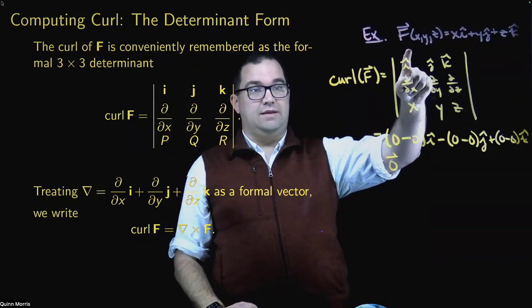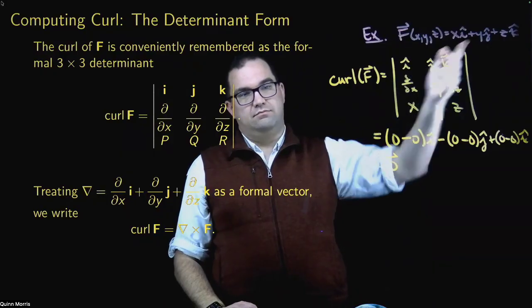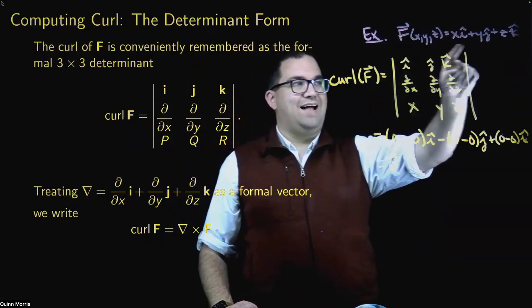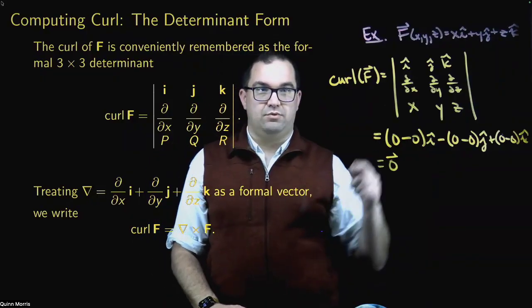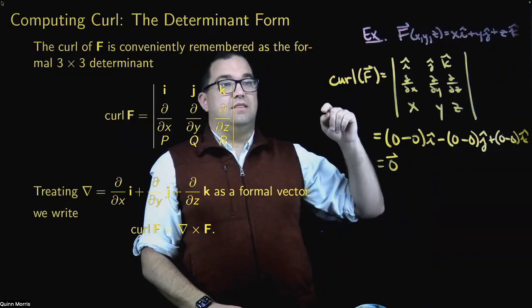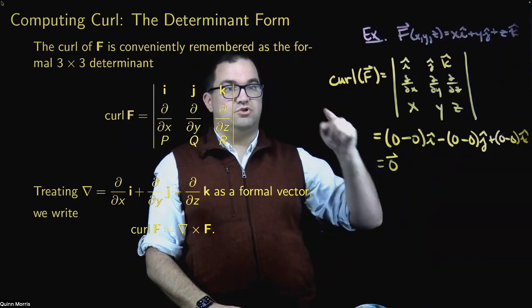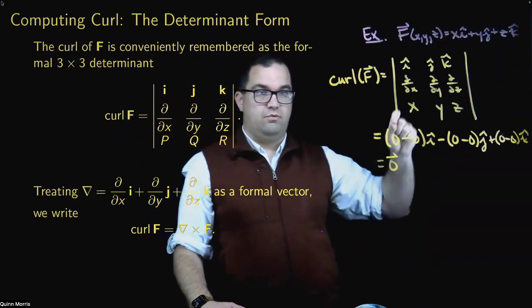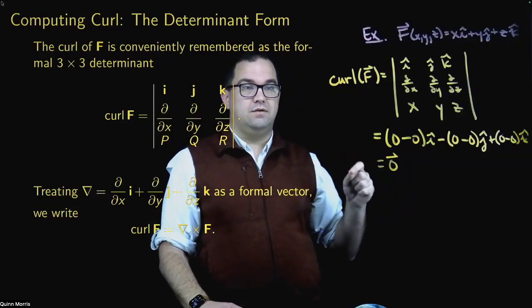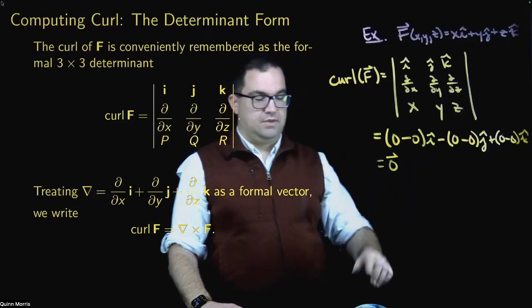At every point at which this vector field is defined, which is on all of R3, the curl gives you back the vector 0. So the curl is the 0 vector at every point in R3.